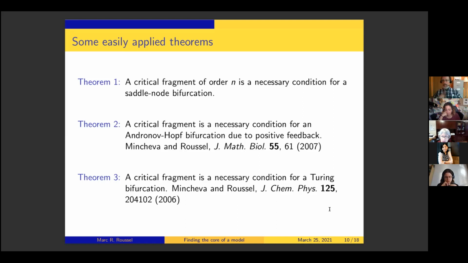Now, here's the bit I want to point out, and I'll show you an example in a couple of minutes: this already is giving us what I said, right? We want to be able to pick out what's the part of this network that gives us the interesting behavior. Well, the answer is going to be the things that are in your critical fragment, and the interactions encoded in that critical fragment are the things that are critical to the behavior. So critical to getting bistability, critical to getting oscillations due to positive feedback or Turing bifurcation.